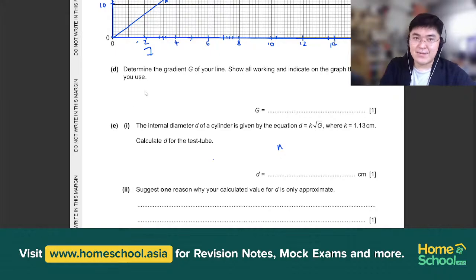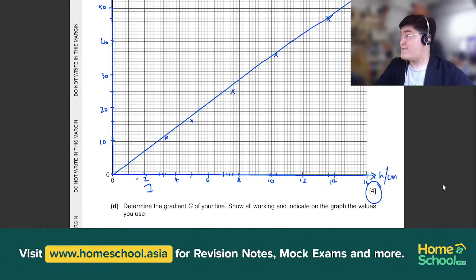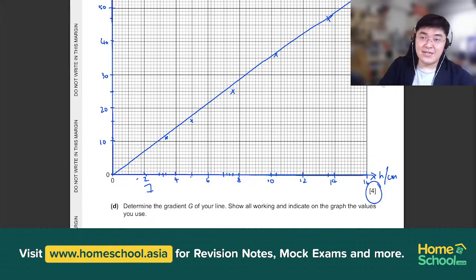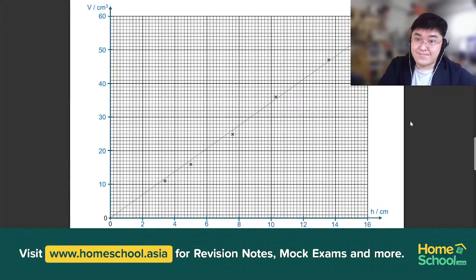So for D over here, determine the gradient g of your line. As you can see, gradient is basically the change in the y-axis divided by the change in the x-axis. So if you plot a point at, say, 14 over here, and we take 0, 0, we have 2 points, 0, 0, and 14, and let's say this is 46 or something like that. My graph is not the most accurate, but we can just use this.